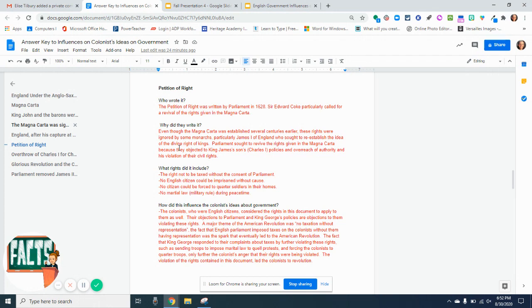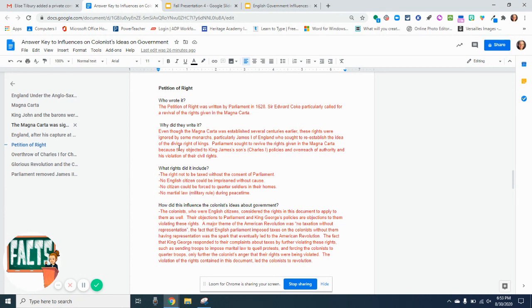Particularly James I of England sought to re-establish this idea of divine right. You read his plea to Parliament in the second chapter of your book called The Divine Right of Kings. So he sought to re-establish this right. There's the idea of the divine right of kings, and that continued with his son, Charles I. So Parliament sought to revive the rights given in the Magna Carta, and they objected to King James's son's policy and overreach of his authority in the violation of their civil rights.